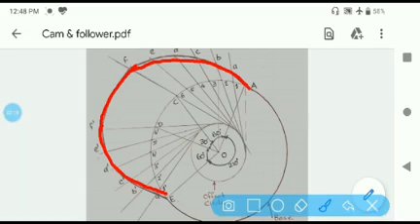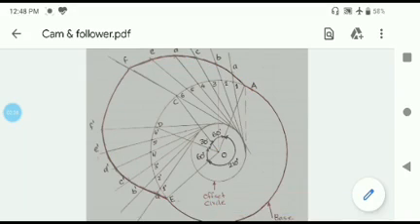Now here you cannot join F and F prime by using a compass with center O, because it is not a circular profile. You need to join it freehand. In this way you draw the cam profile. So this is the cam profile for an offset follower.